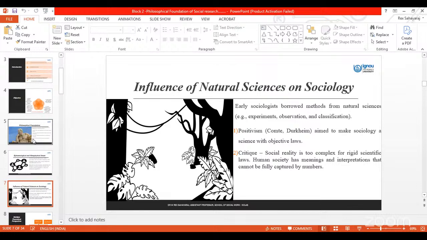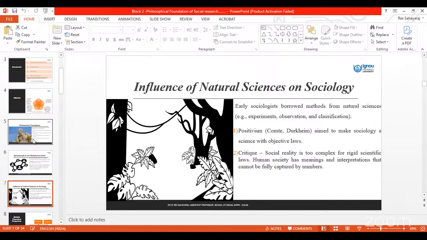These are the two broad metaphysical and epistemological thoughts, and the influence of natural sciences on sociology. How do I make even social science research a little more scientific, rather than just a layman's perspective? Positivism, like August Comte and Durkheim, speaks about making empirical research to make sociology a science with objective laws. We discussed a lot about subjectivity and objectivity.